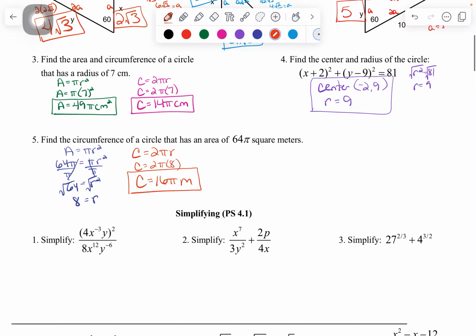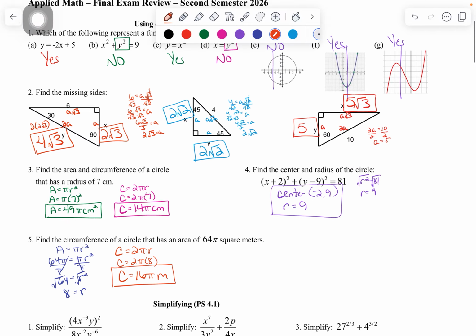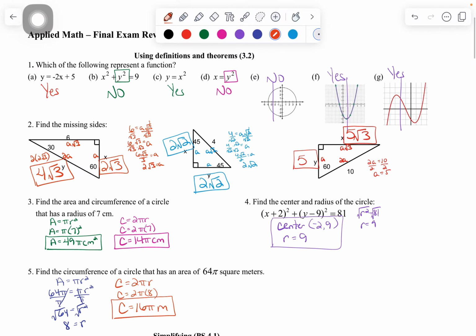All right, that is all of the questions. There we go, get it all pinched in there. That is all the questions for indicator 3.2.